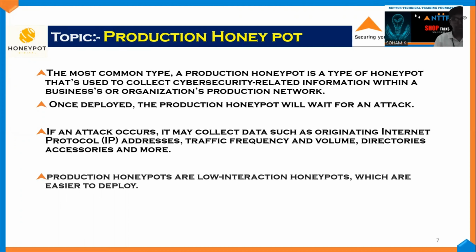So these are the honeypots which are used to get information from a business or organization's production network. Once deployed, the production honeypot will wait for an attack. If an attack occurs, it may collect data such as IP addresses and traffic frequencies, and it may use other techniques to get data from the production network, so that it can tell the network company that the attacker is using certain techniques to get through the firewall, and then we can counteract the attacks of different types.